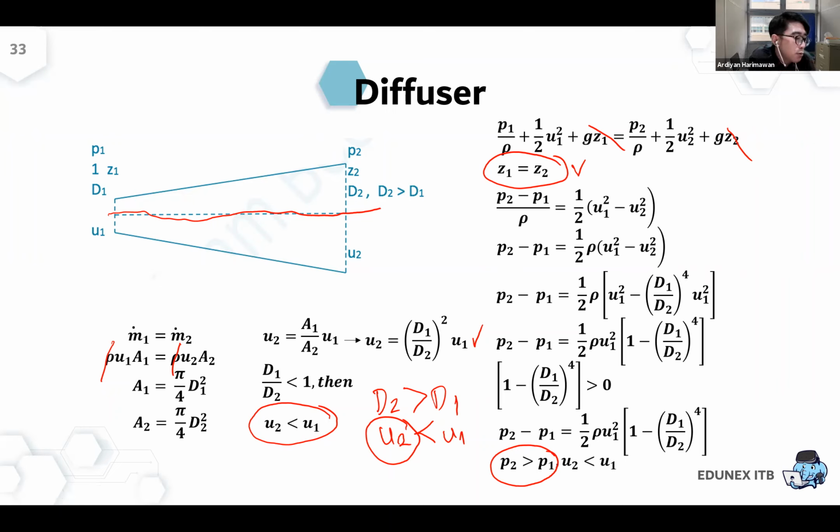This is based on the Bernoulli equation. Bernoulli assumes ideal flow. It means in the flow there is no energy loss. Yes, so Bernoulli is an ideal condition. In ideal conditions it is assumed that no energy is lost. The energy is only transferred from one form to another between these three types of energy.